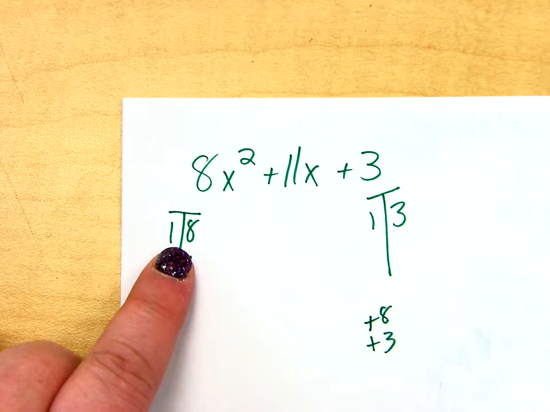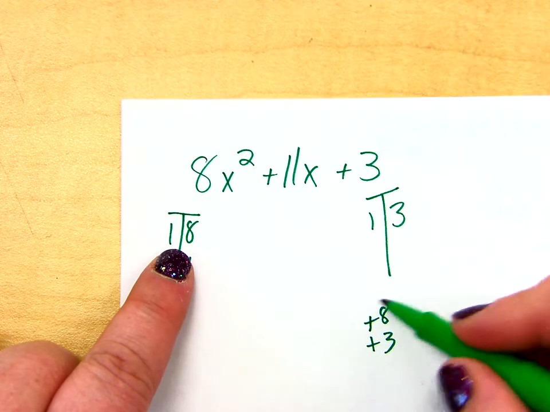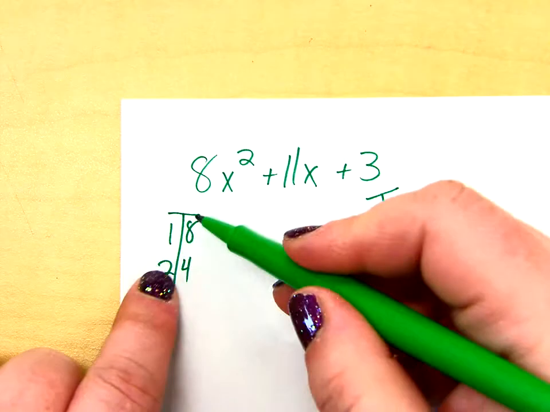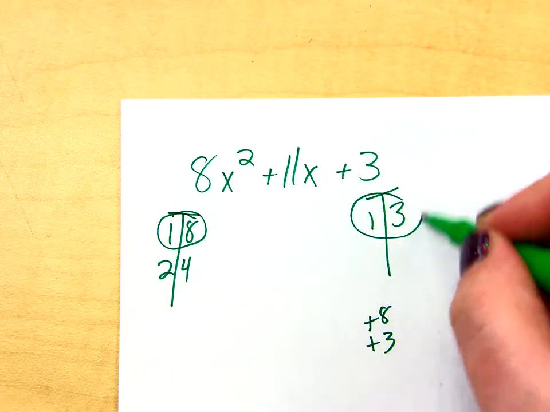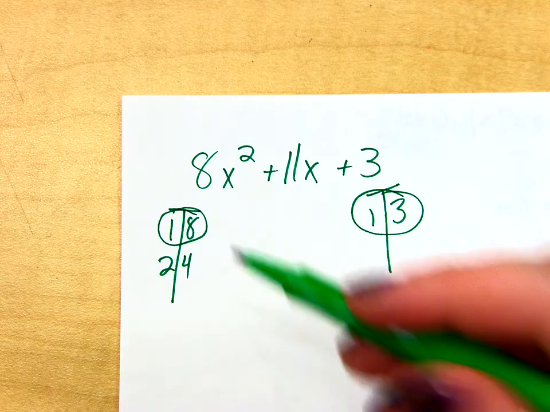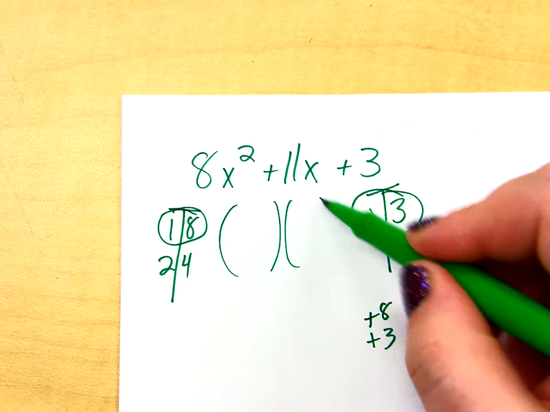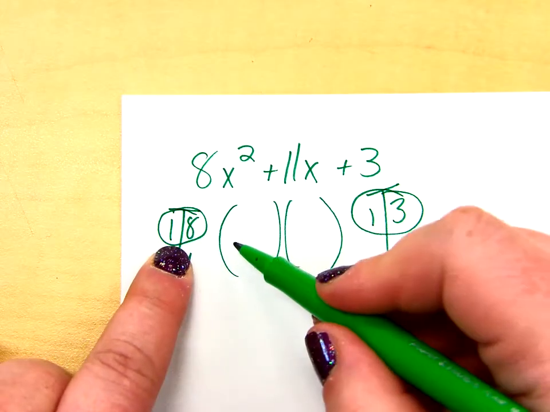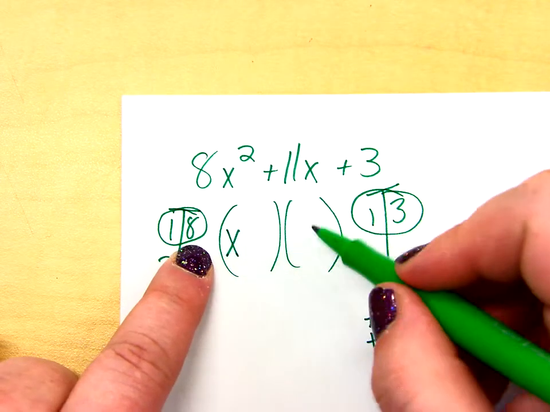Everything's positive here, so that makes this one a little bit easier. Now I know what I want. So I don't even have to test the 2 and the 4. You can, but it's not going to work, so don't bother. Once I have my pairs that work, sweet. I make my parentheses. This tells me what goes in the first spot of each, x and 8x.